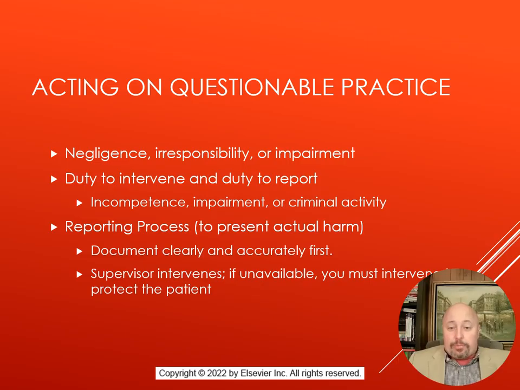Acting on questionable practice. You as a nurse have a duty to report violations. Everything from negligence, irresponsibility, suspected impairment of a fellow nurse. You have a duty to intervene and a duty to report these violations. Everything from incompetence, again, impairment, any criminal activity. And in your reporting process, to prevent actual harm, you have to document clearly and accurately first. And your answer is going to be report that to your supervisor. If the supervisor is unavailable, you can then move that up the chain of command.